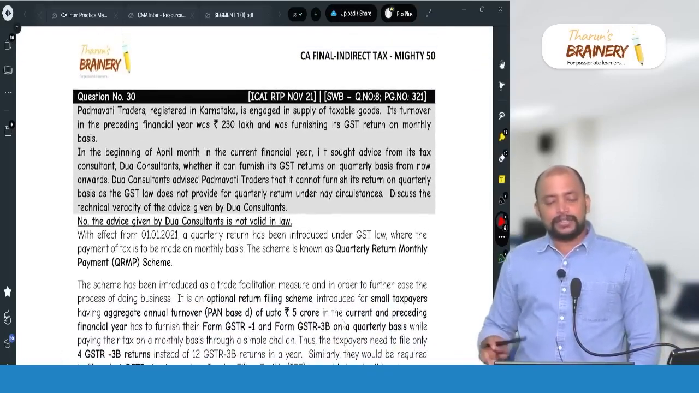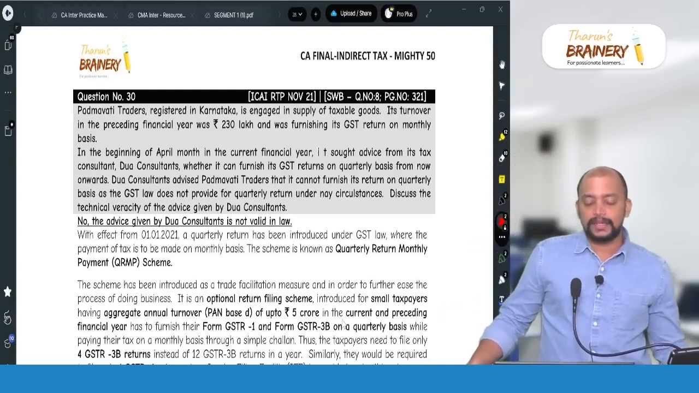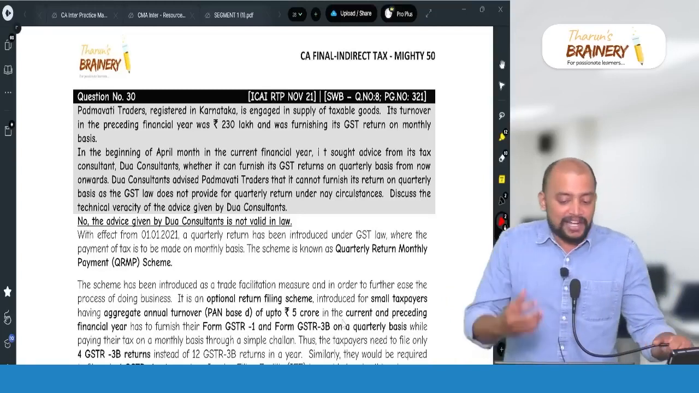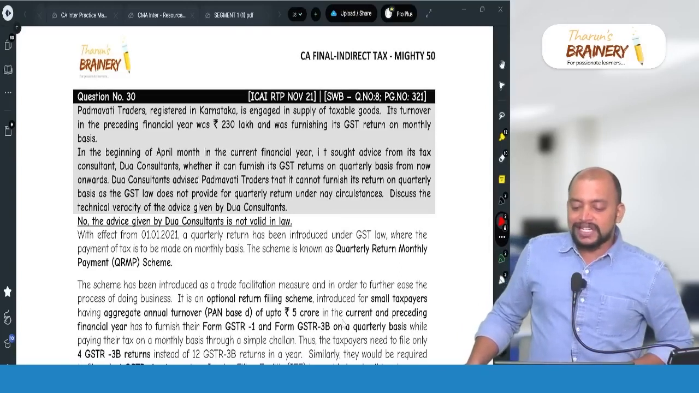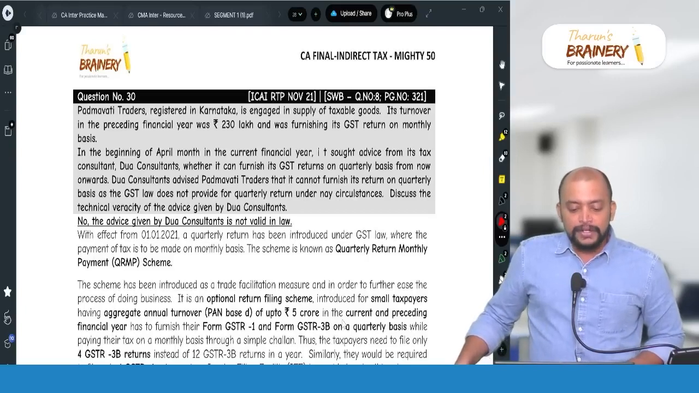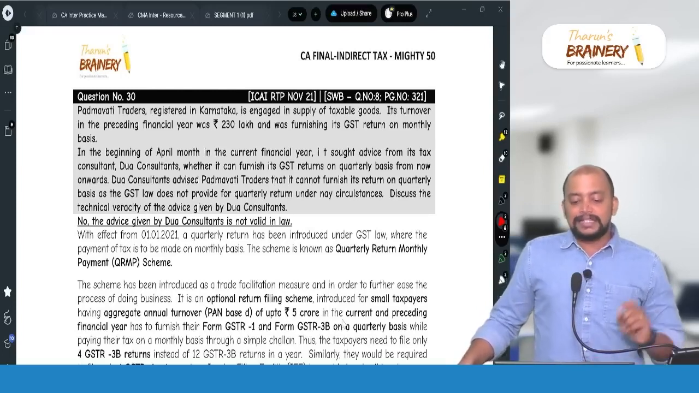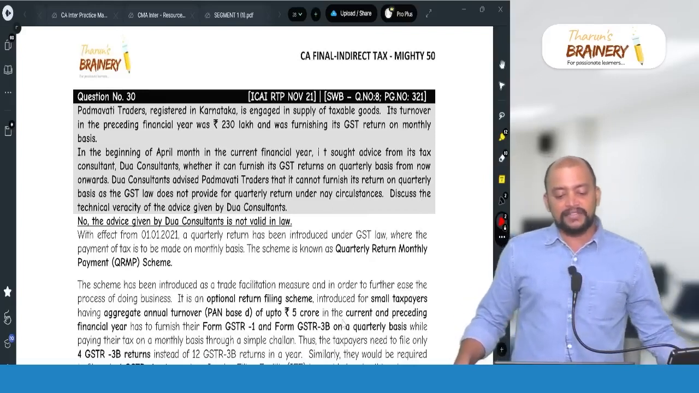Then next, page number 321. Padmavati Traders, registered in Karnataka, is engaged in supply of taxable goods. Its turnover in the preceding financial year was 230 lakhs and it was furnishing its GST return on monthly basis. In the beginning of April in the current financial year, it sought advice from its tax consultant, Dua Consultants, whether it can furnish its GST returns on quarterly basis from now onwards. Dua Consultants advised Padmavati Traders that it cannot furnish its return on a quarterly basis, as the GST law does not provide for a quarterly return under any circumstances. Discuss the technical veracity of the advice given by Dua Consultants.